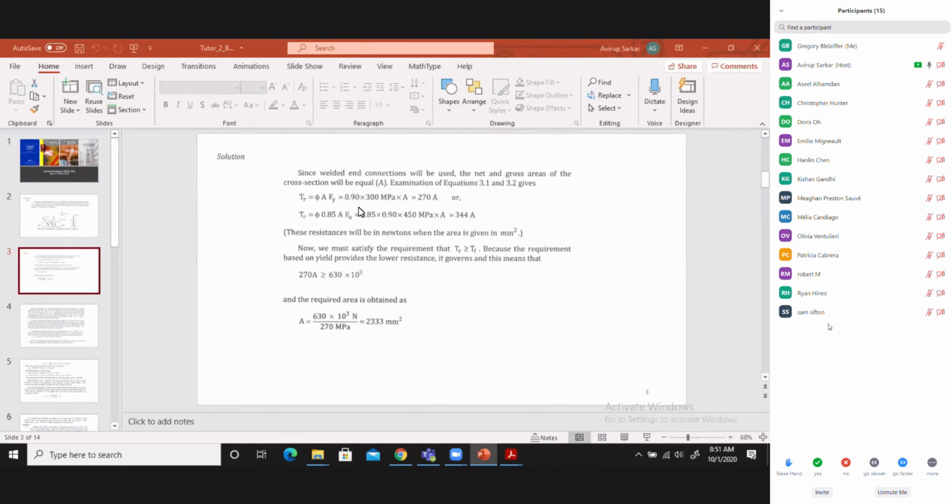Okay, and in the next formula 3.2, phi times 0.85 times A times Fu. Here everything remains the same, only Fu is the ultimate strength which we are going to use, and this gives me a value of 344 A. So why are we using these two? Because we need to equate the factored load to the capacity, and these two formulas basically give me the capacity of the cross section.